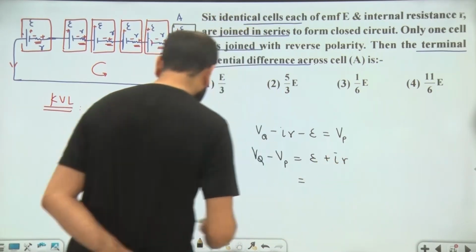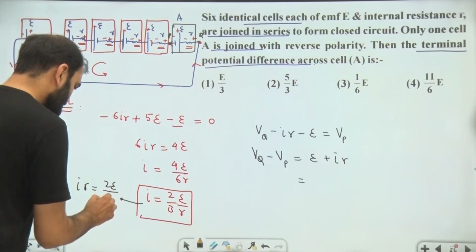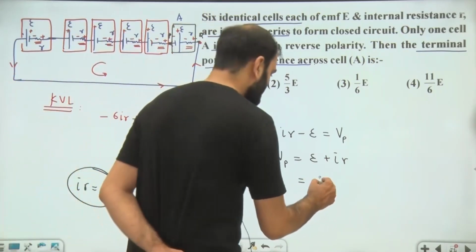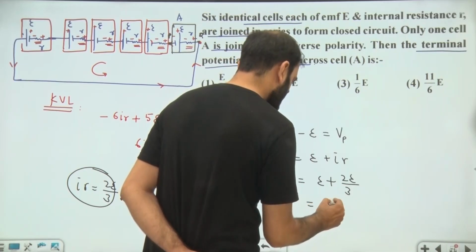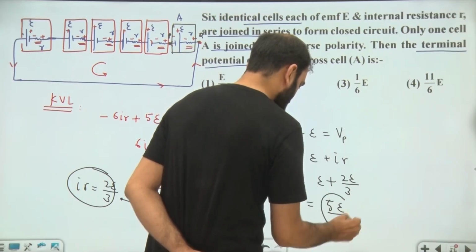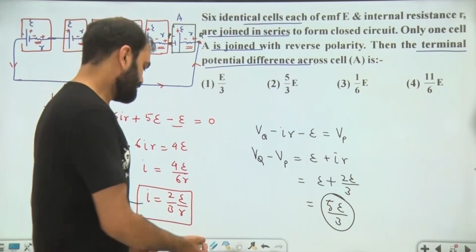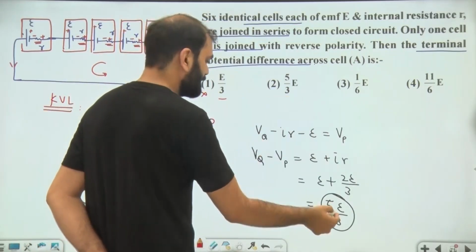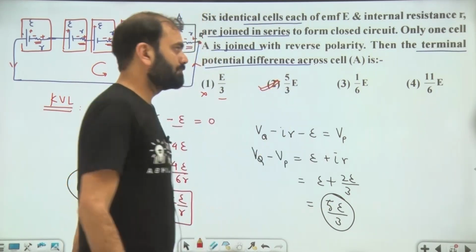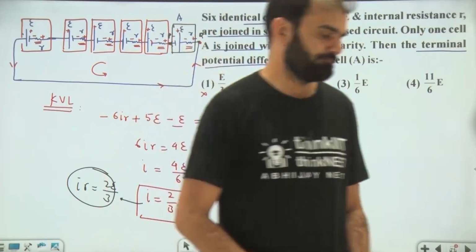You can calculate that IR is equal to 2E by 3. Put the value of IR here, so it is equal to E plus 2E by 3, which is 5E by 3. This is the answer, the potential difference across the cell A. It matches your option number 2, so option number 2 is the correct answer of this question. Okay, thank you.